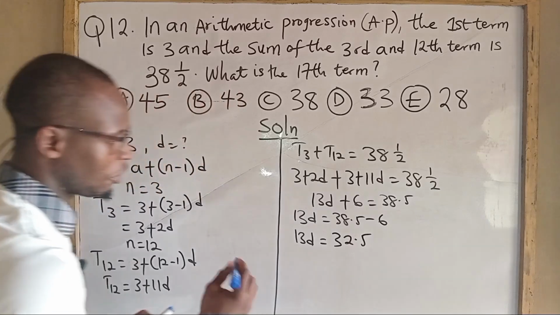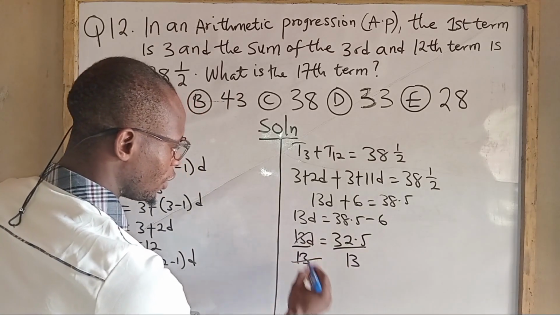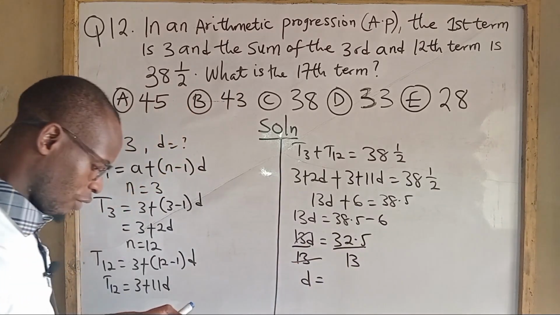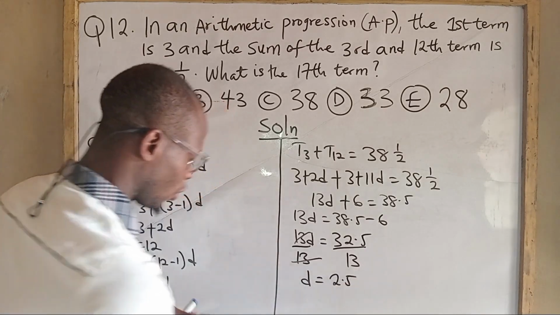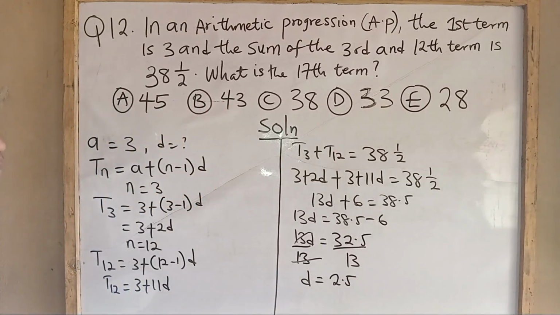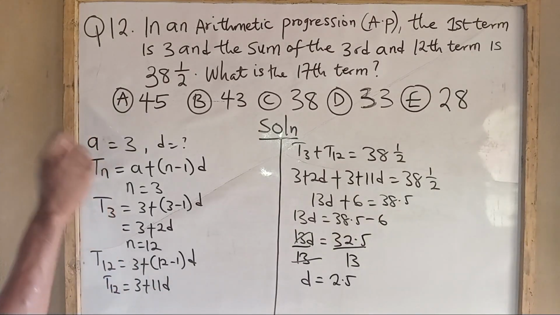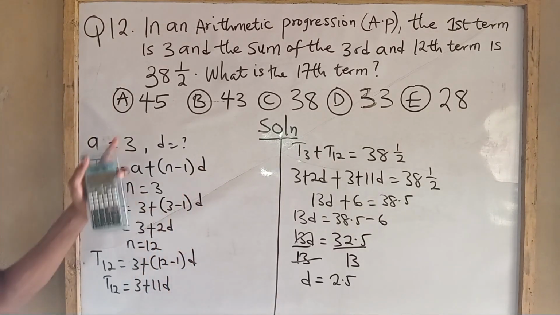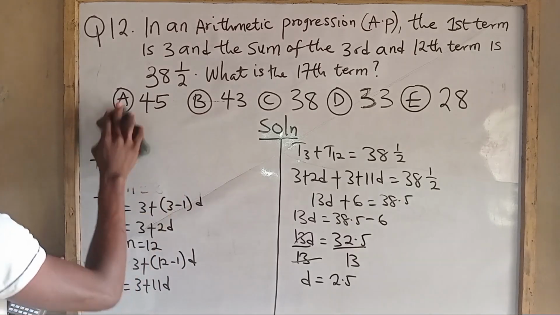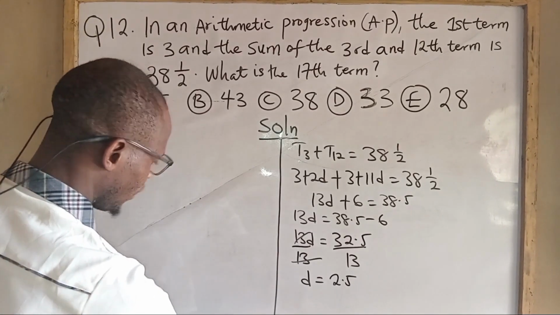So 13D equals 32.5. To get the value of D, we divide both sides by 13. We are looking for D in this case first. So divide by 13, I have 2.5. That's 2 whole number 1 over 2, same thing as that fraction over there. So we have D to be 2.5 now. But we are asked to find the 17th term. You can pause the video and write this. So we are looking for the 17th term. So T17 is unknown.